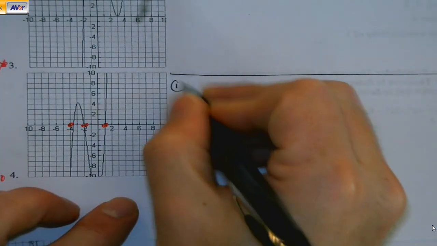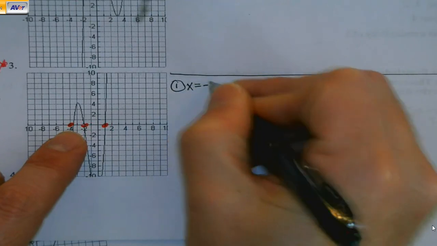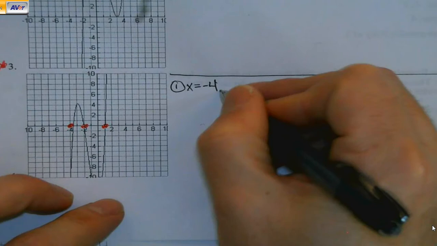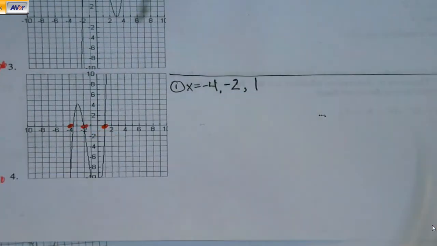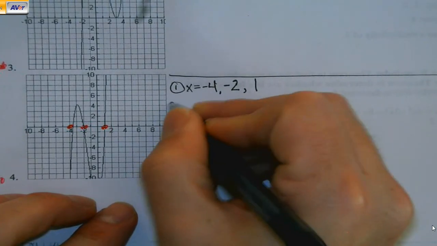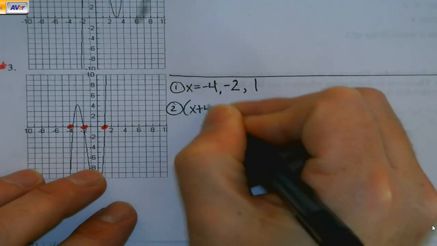Okay, so my first step here, my zeros. First, my miraculously moved -4, -2, and +1. I don't have any doubles this time. I don't have any that bounce up and barely touch it and go back. So I have 3 zeros. So when I get to the end, I should have a degree 3 polynomial. Step 2, switch all their signs.